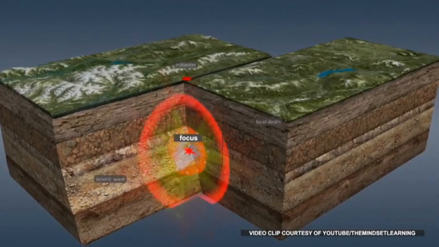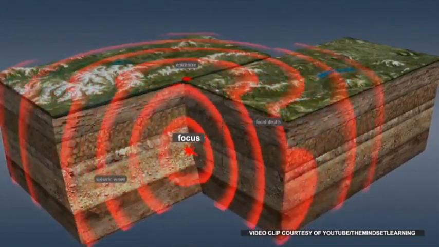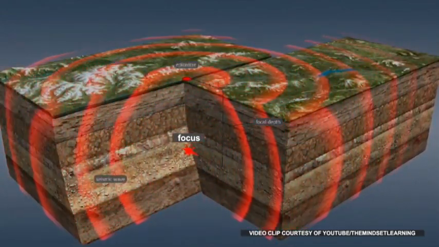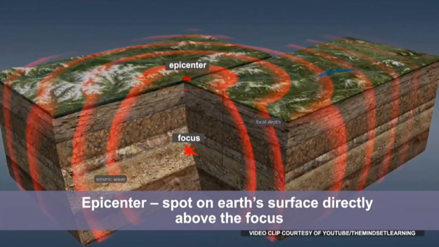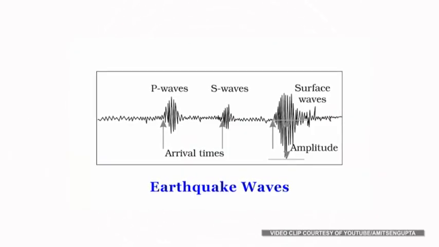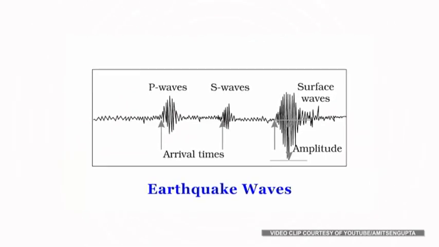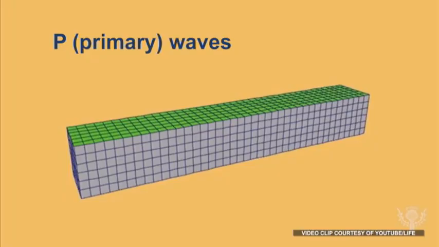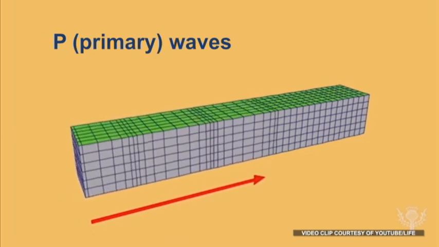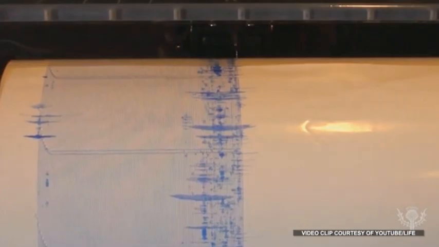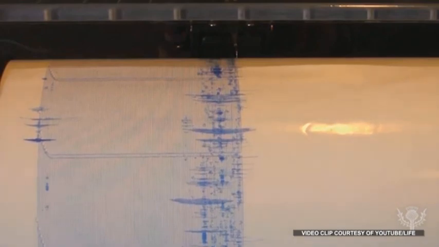Do you remember what the focus is? That's right. The focus is the specific spot on the fault from which the earthquake originates. The more commonly heard epicenter is the spot on the Earth's surface that is directly above the focus. To find out where the earthquake happened, seismologists look at the time difference between the arrival of P waves and the S waves. P waves travel almost twice as fast as S waves. Hence, they will arrive first at the seismological station.